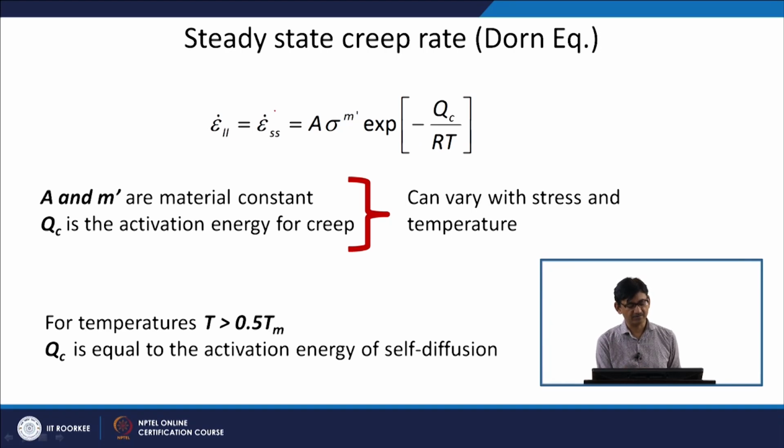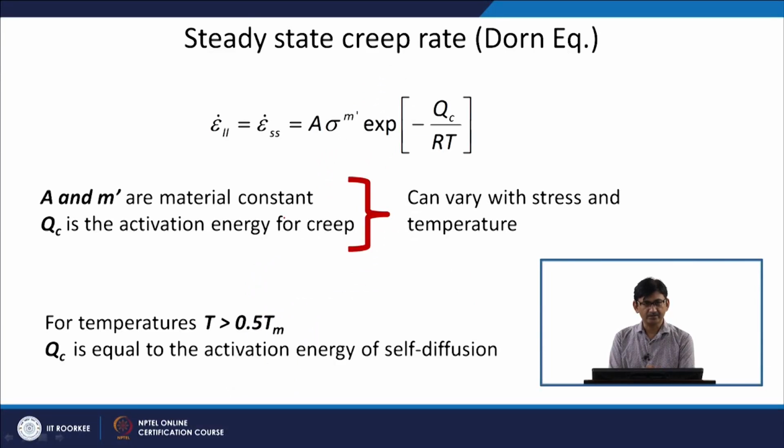The steady state creep rate can be given by an equation like this: epsilon dot SS, that is steady state, equals A sigma to the power m prime, times exponential of minus Q_c by RT. Here m prime is the exponent, because as a function of stress the strain rate will change, and it follows some kind of exponential behavior. A and m prime are the material constants here. Q_c is the activation energy for creep, and both these can vary with stress and temperature.